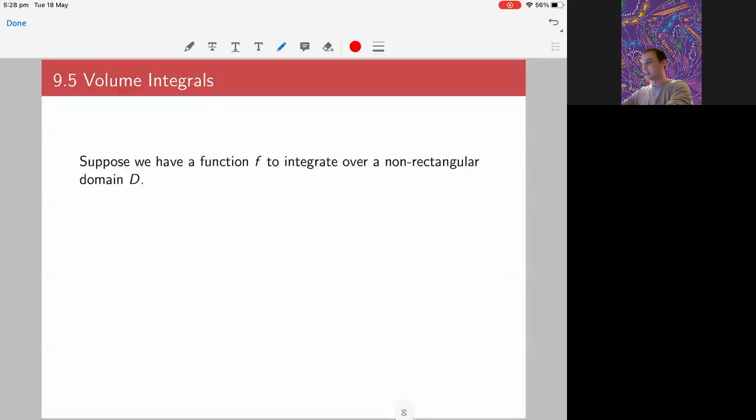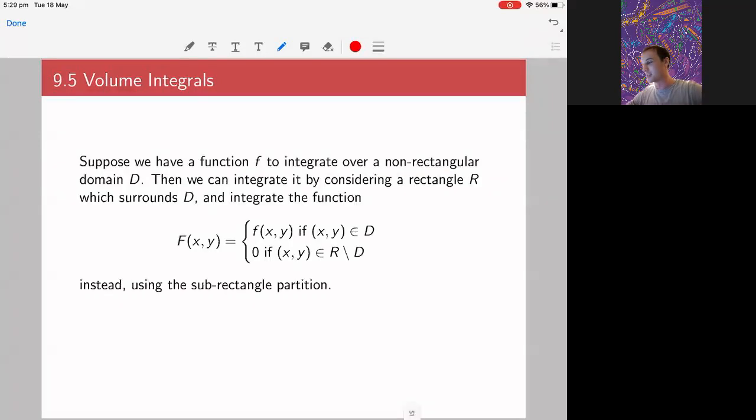So let's consider the following. Suppose we have a function f to integrate over a non-rectangular domain D. Then how would you do that? Well, it's sort of a cheating way of doing it. You simply just redefine the function so that it is defined over a rectangle, and you integrate that instead. So what you do is you consider this new function, which is the same as your old function if you're in the domain of interest.